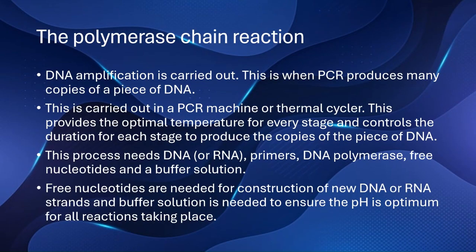So polymerase chain reaction. DNA amplification is carried out, and this is when PCR, I will be using the acronym PCR rather than saying polymerase chain reaction each time to make things easier, produces many copies of a piece of DNA. So that's DNA amplification for you. This is carried out in a PCR machine or thermal cycler, which provides the optimal temperature for every stage and controls the duration of each stage to produce the copies of the piece of DNA.